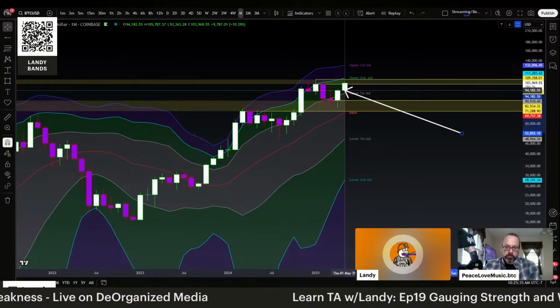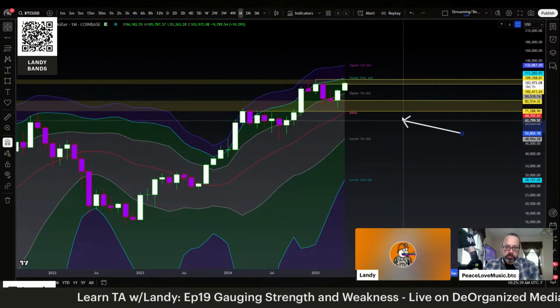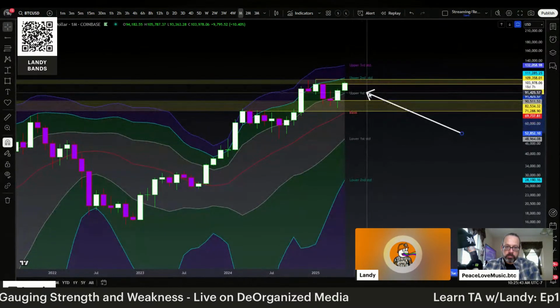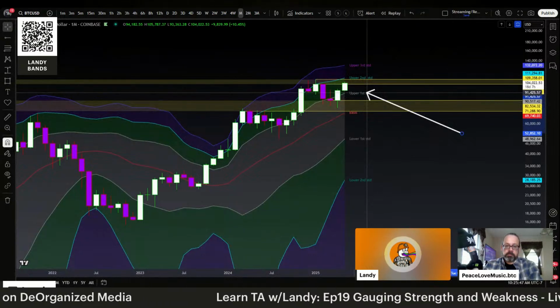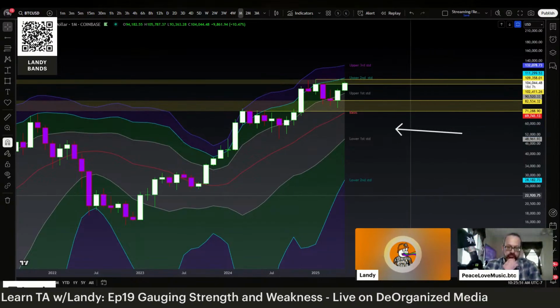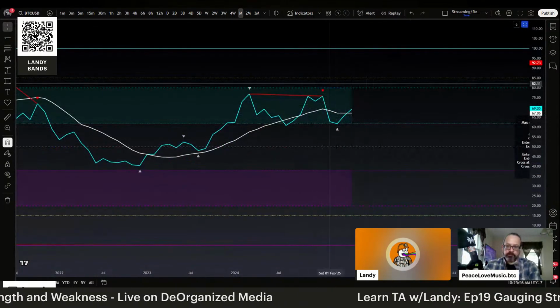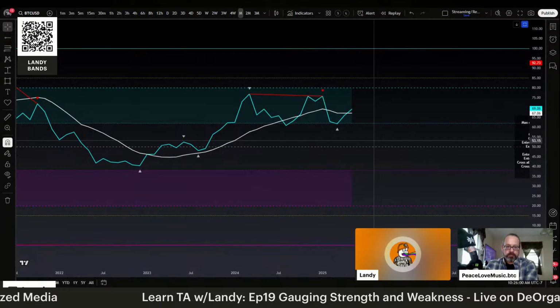But if things hold up above there, this is going to set another higher low in the context of being in the strong half of the Bollinger Bands and even more strong above that upper first standard deviation. So we would say that this is strong. We can also look at a few other things here. We can look at RSI, which is still in the bullish control zone here, indicating strength.